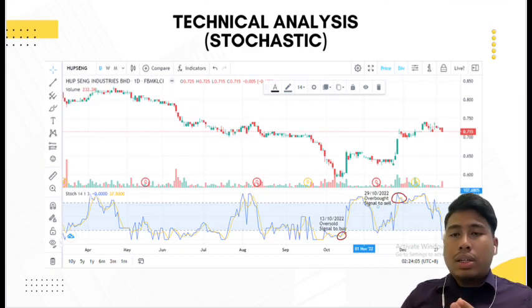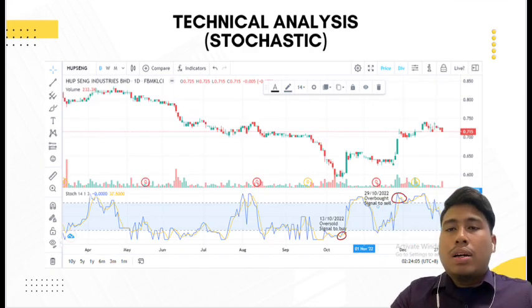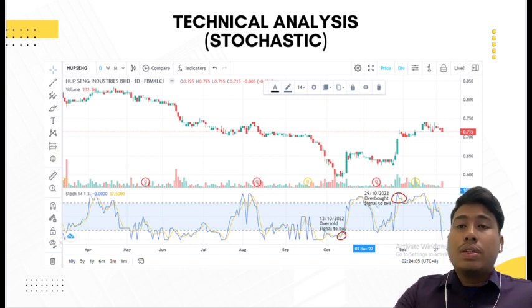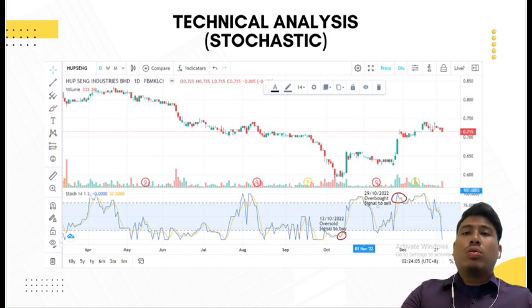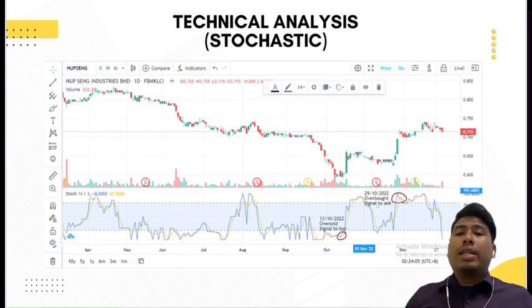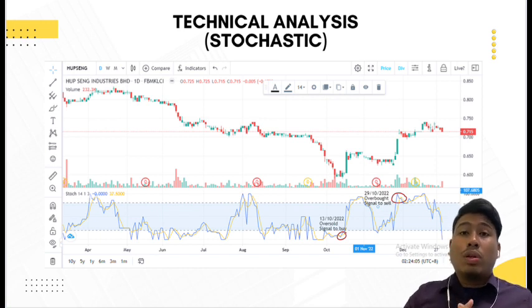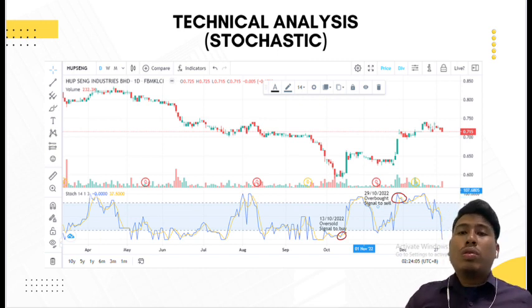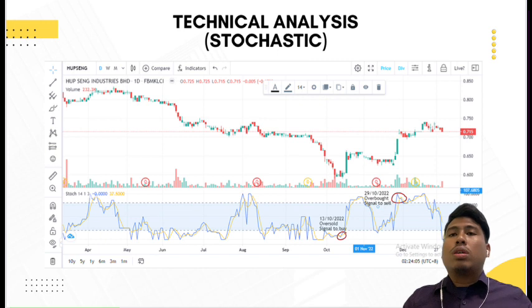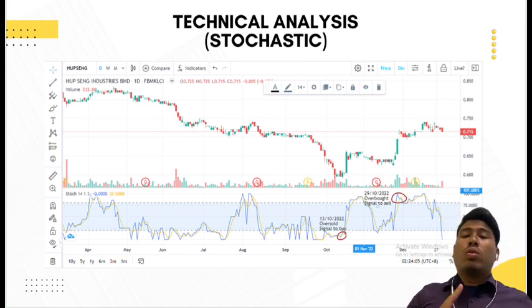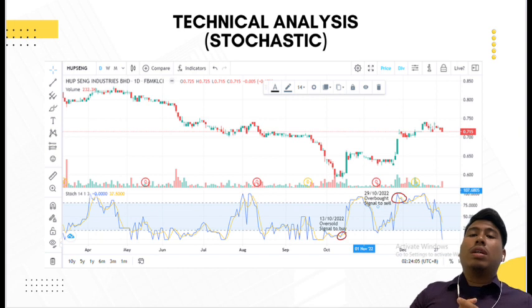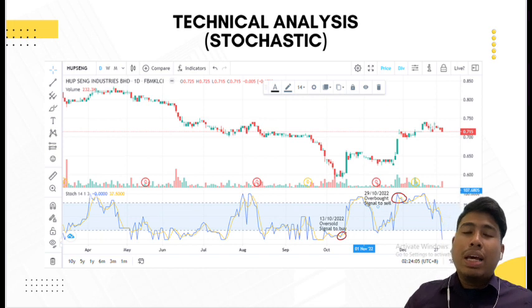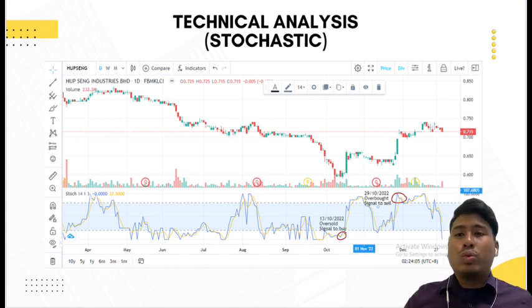The second indicator analysis that I use is stochastic. For stochastic, it shows that on 13 October 2022 the lines crossed, and it shows the share has been oversold, and it signals investors to buy the share. And on 29 October 2022, the line also crossed over the upper line, so it shows that the share has been overbought, and it's a signal to investors to sell the share.